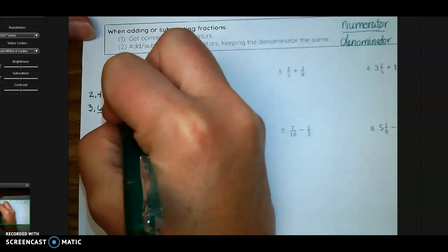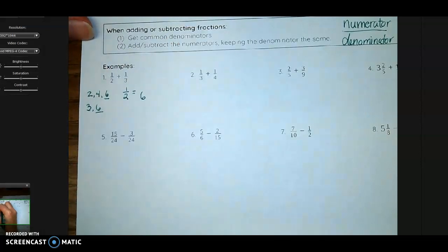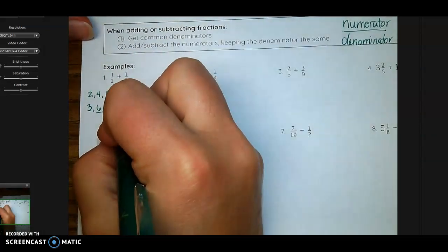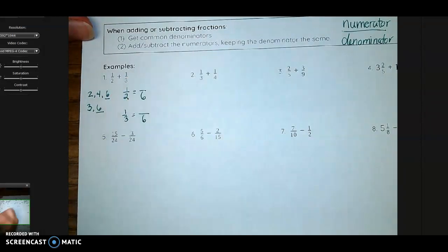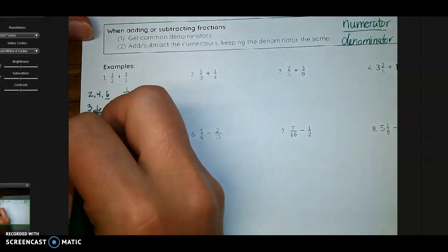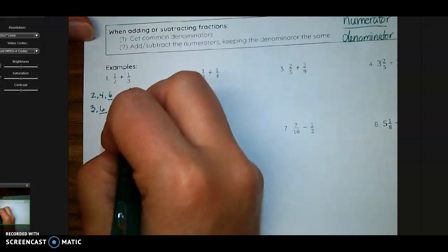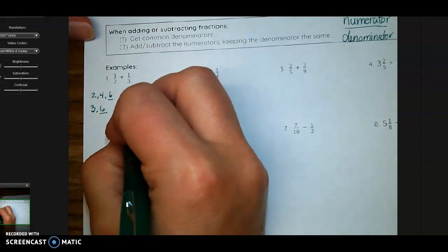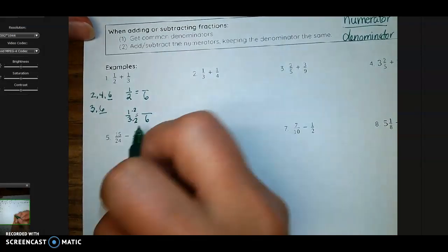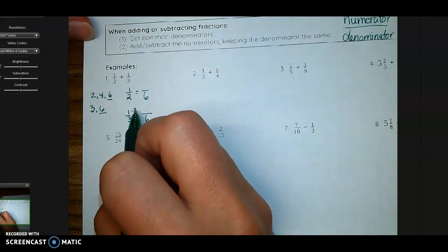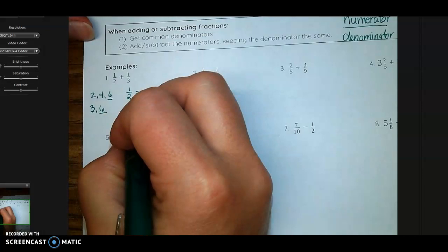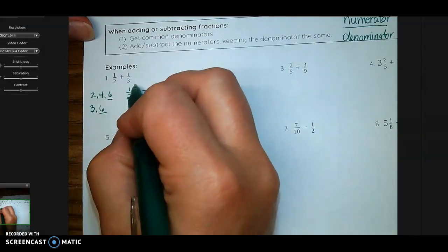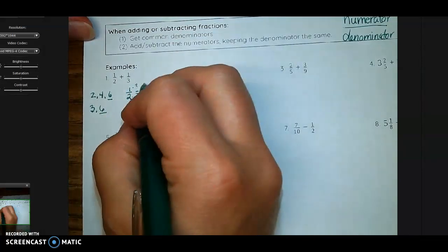So if I have 1/2 and I need to get it to a 6 on the bottom, and I have 1/3 and I need to get it to a 6 in the denominator, I multiplied by 1, 2. So times 2 to get there. So I have to do the same thing to the numerator that I did to the denominator. Up here I went 1, 2, 3, so times 3. I do that to both.